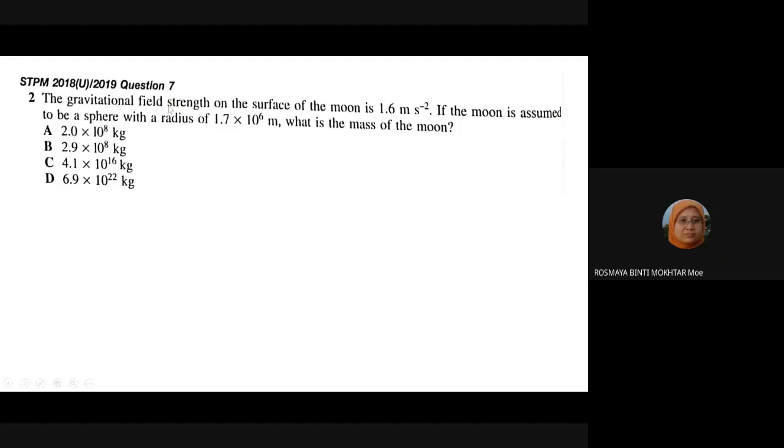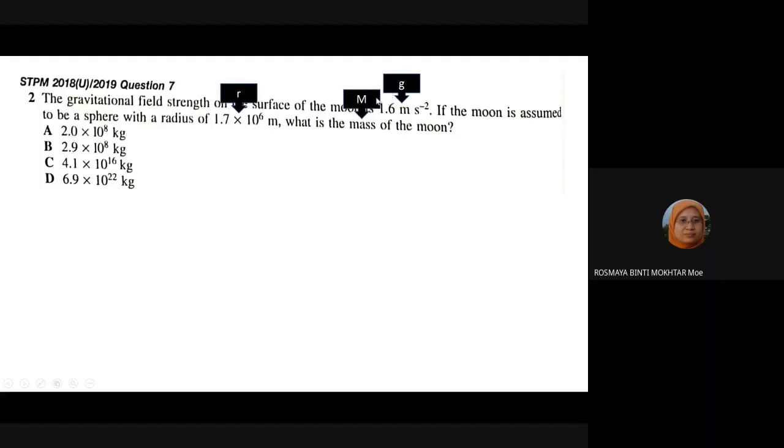The gravitational field strength on the surface of the moon is 1.6 meter per second squared. If the moon is assumed to be a sphere with a radius of 1.7 times 10 to the power of 6 meter, what is the mass of the moon? So you are given the gravitational field strength g, and the radius of the sphere, 1.7 times 10 to the power of 6, and we are going to determine the mass of the moon.